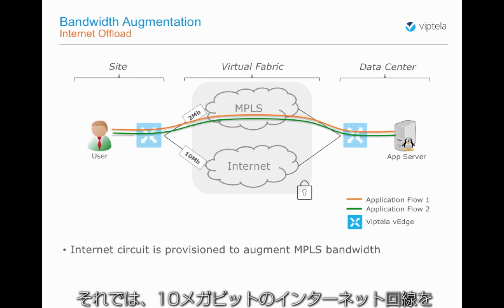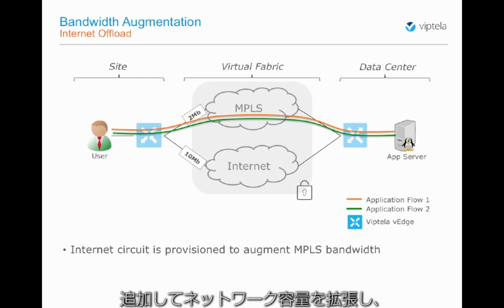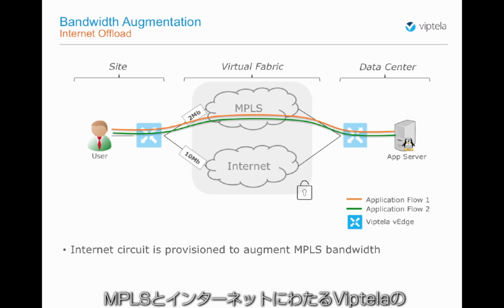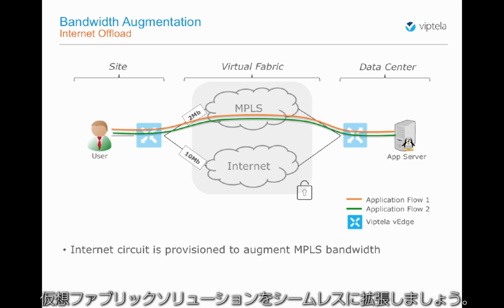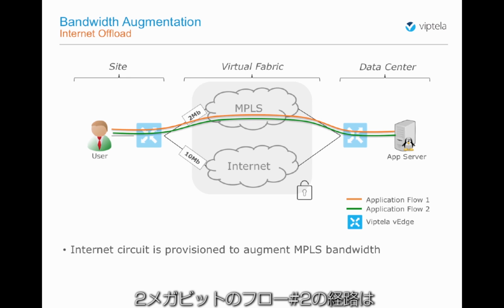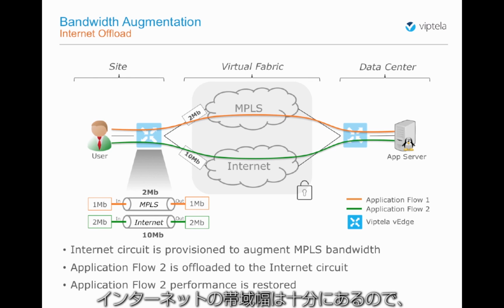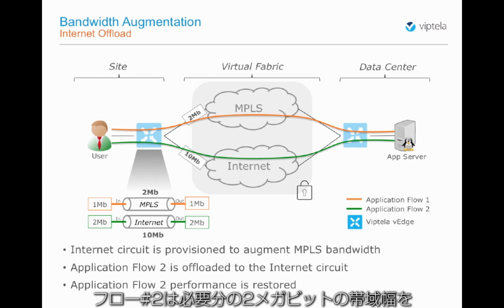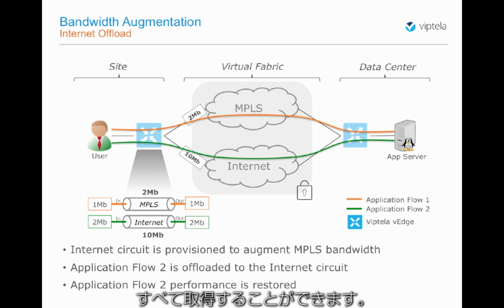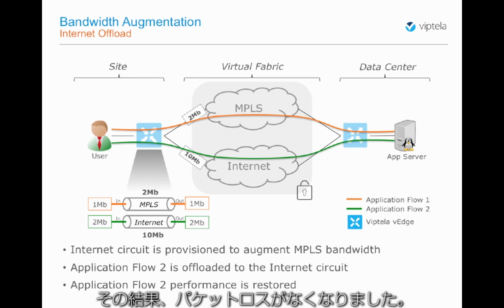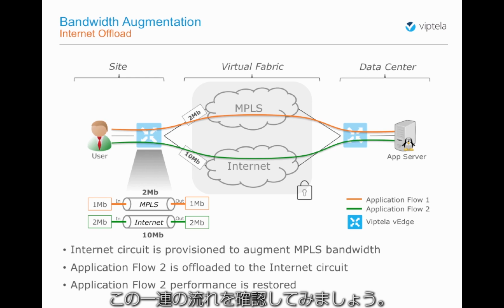Let's now add a 10 megabit internet circuit to augment the network capacity and seamlessly extend Viptela's virtual fabric solution across both MPLS and Internet. A 2 megabit flow is rerouted from MPLS to Internet, and since bandwidth is plentiful over Internet, Flow number 2 now receives the full 2 megabit of bandwidth it requires. Packet loss stops. Let's now see how it's actually happening.